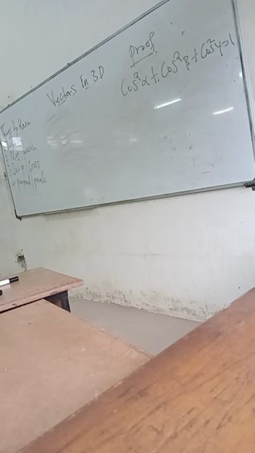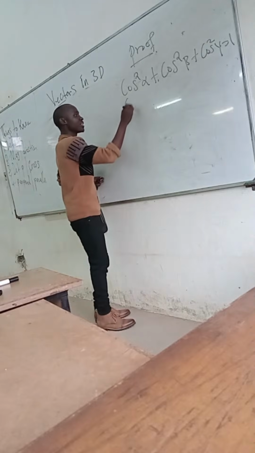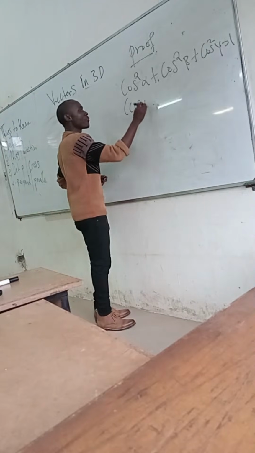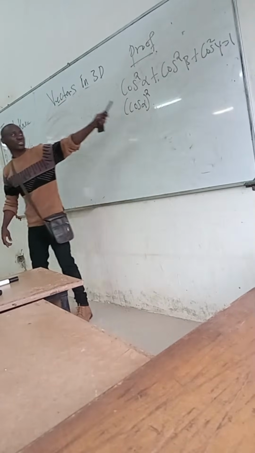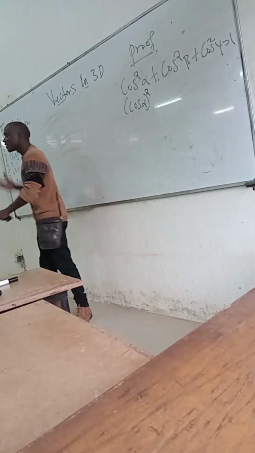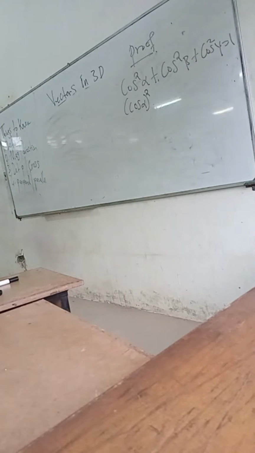Your job is to know what cos squared means. Cos squared means what? Cos times cosine. That means cos to the power of two. So number one, we are going to say this is the same as cos alpha to the power of two. It means cos alpha times cos alpha. What is cos alpha times cos alpha? Or what is x times x?